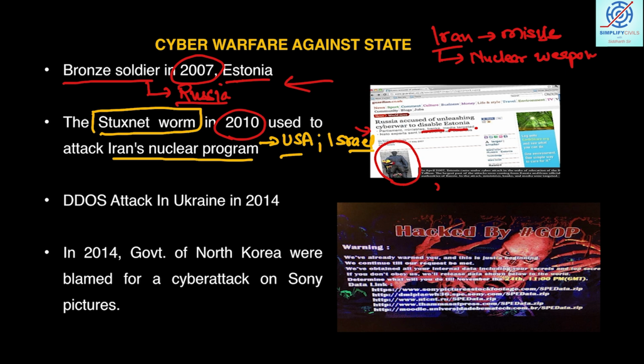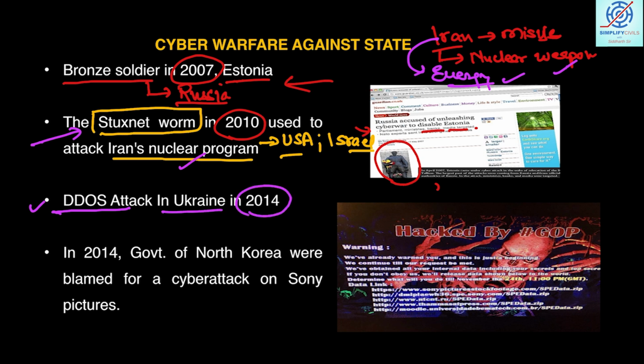though Iran has said many times that they are using it for creating energy. So this is one kind of tussle, and this particular cyber invasion is called Stuxnet worm, which tries to see what kind of program Iran is undergoing. Very good example. Then the DDoS attack in Ukraine in 2014.